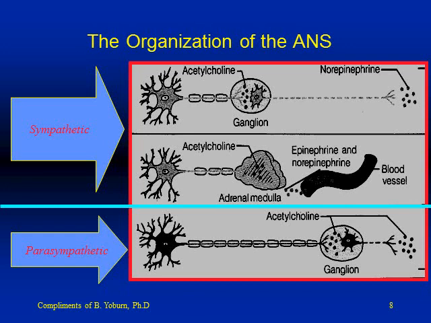While in parasympathetic innervation, that first fiber is longer, and the ganglion is located closer to the effector tissue. The first chemical is acetylcholine and the first receptor is nicotinic, but the second chemical is acetylcholine and the second receptor is muscarinic.